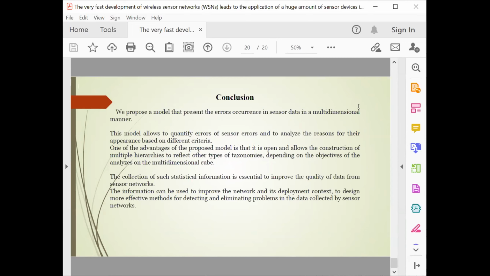And in conclusion, I can say that we propose a model that presents the error occurrence in sensor data in a multidimensional manner, and this model will allow us to quantify errors of sensors and to analyze the reasons for their appearance. And one of the advantages of this model is that it is open and will allow the construction of multiple hierarchies to reflect other types of taxonomies depending on the goals of the analysis.